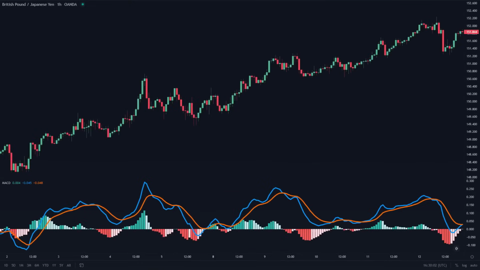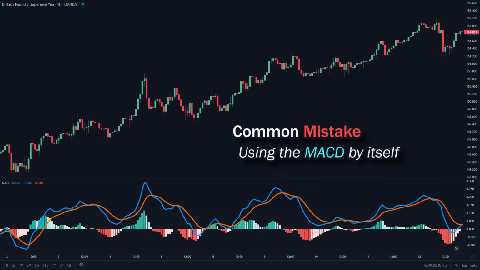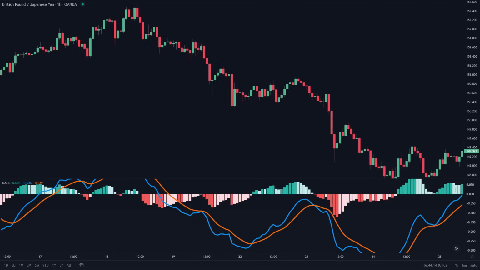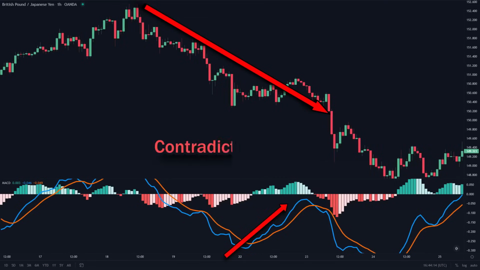Now let's talk about the different strategies that you can use with the MACD indicator. First, a common mistake that traders make is that they're using the indicator by itself. Let me show you why it's a bad idea to use the MACD alone. Here we can see that the overall market is in a downtrend. However, the MACD is crossing over upwards. So notice how the signals are contradicting. The MACD is indicating a bullish momentum, but the market is in a downtrend.